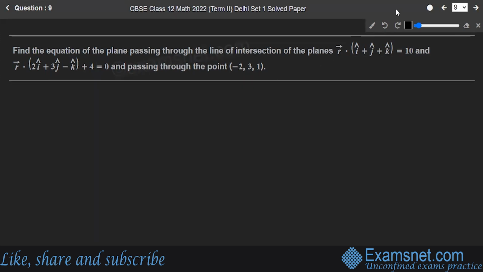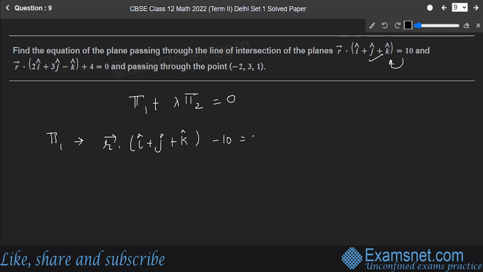Question number 9. You have to find the equation of the plane which is passing through the line of intersection of these two planes, and it is also passing through this point (-2, 3, 1). So the general equation for this is given by pi 1 plus lambda pi 2 equals 0. Here, pi 1 is given by r dot (i + j + k) = 10. I'll take it on the left hand side, so minus 10 is equal to 0, right? And pi 2 here is given by r dot (2i + 3j - k) + 4 = 0, right?